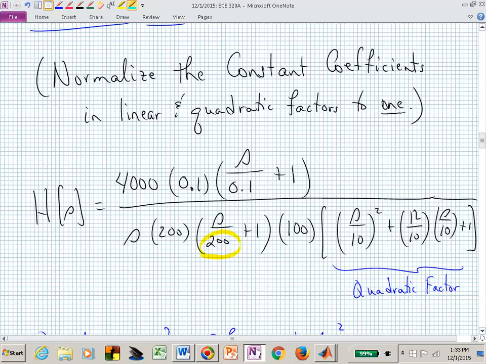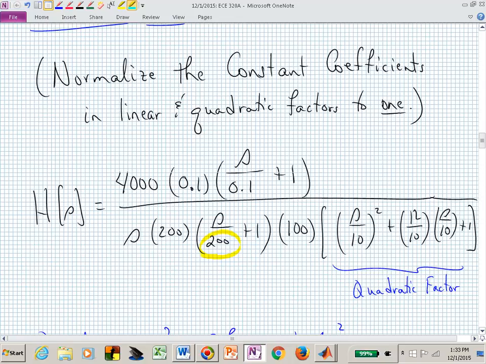Where would our phase be at high frequencies? And what is high frequency in this example? What's the biggest break frequency, whether that's zero or pole? 200. Okay, let's go a decade beyond that. 2,000. So high frequencies are above 2,000. Above 2,000, what's the phase of this going to be?